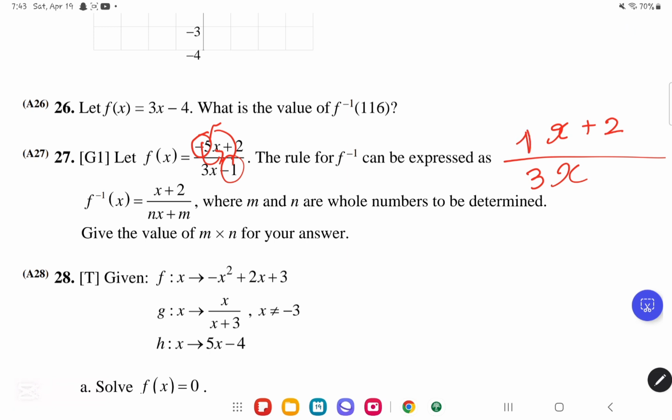However, for the minus 5, you're going to put it in place of the minus 1, and you're also going to switch its sign. So if it was minus 5, it's going to become plus 5. So now you have 3x plus 5. You have the values of n and m. You can multiply them together to get an answer of 15. So that is it for question number 27.